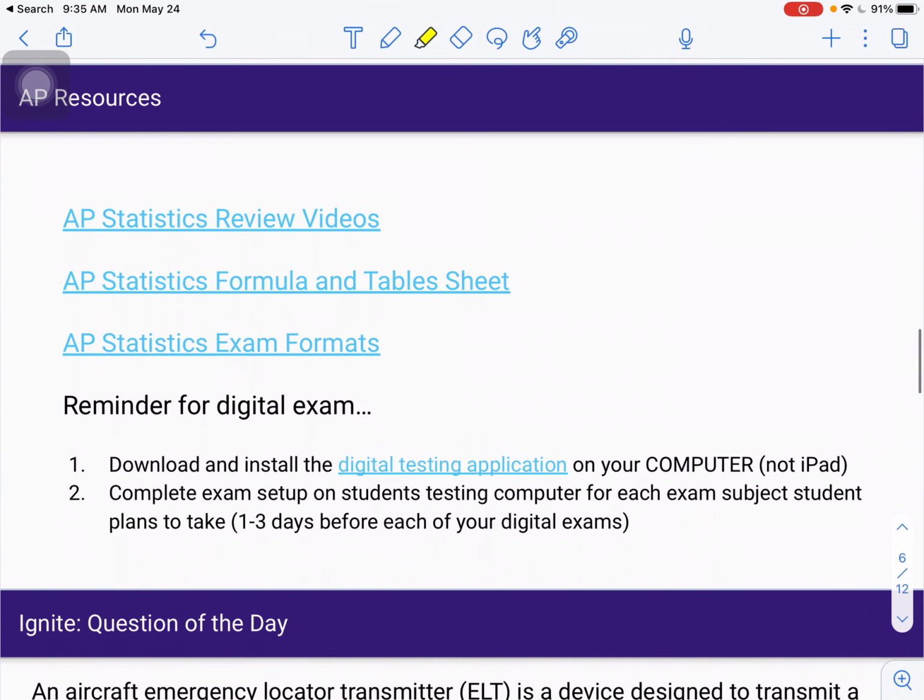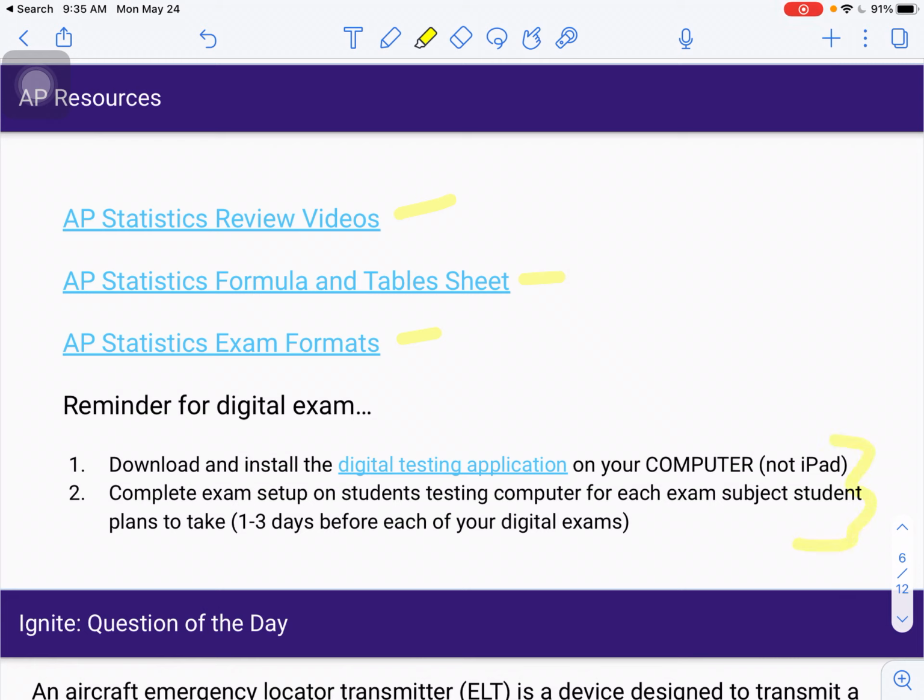I do have some AP resources here. The first link is the review videos, which are put out by College Board. I have a link to the formula and tables sheet that you do get to use on the AP exam. And then this is a link to the 2 exam formats, either in person or digital. So please review those. And then here's a little bit more information.